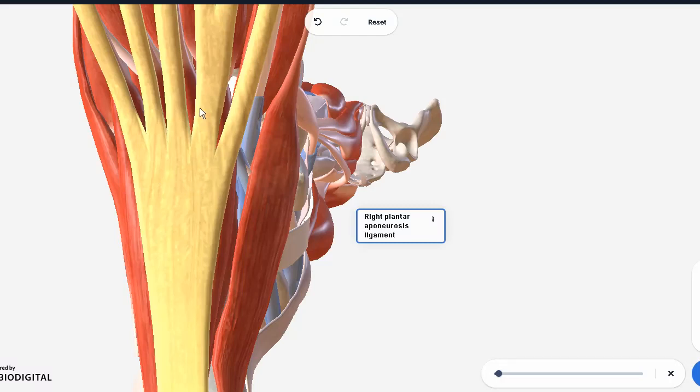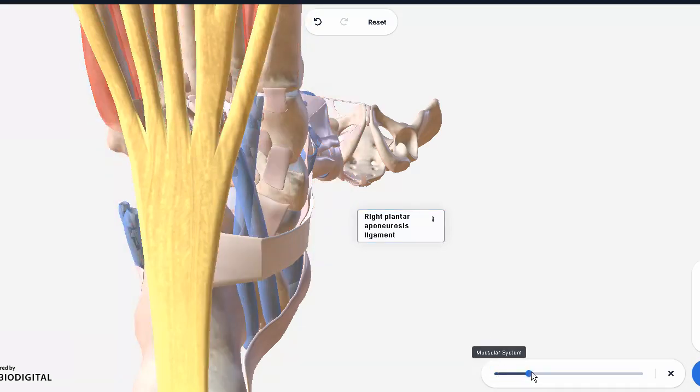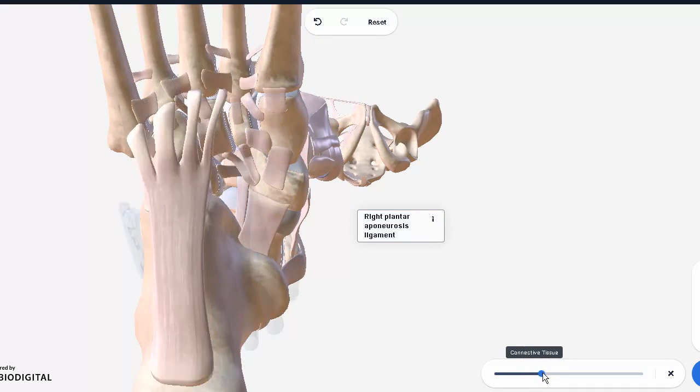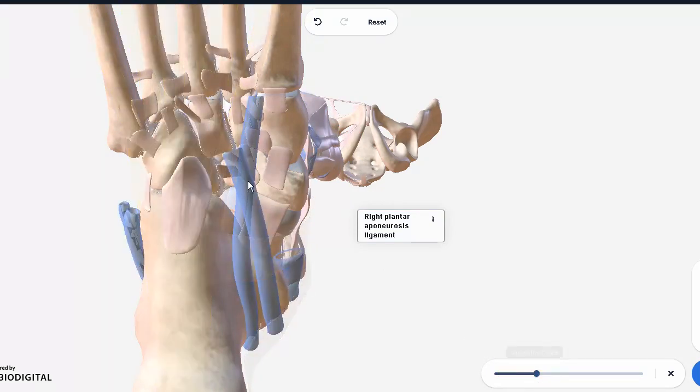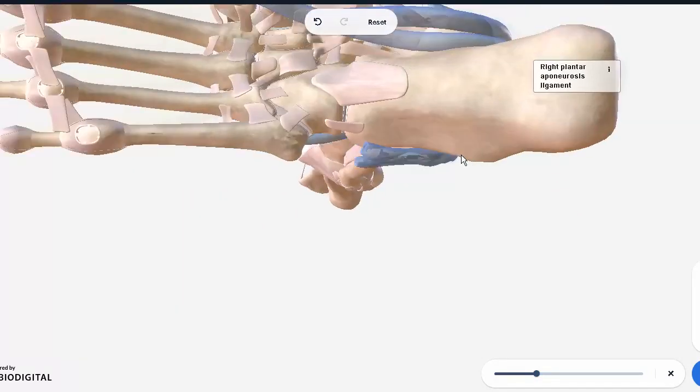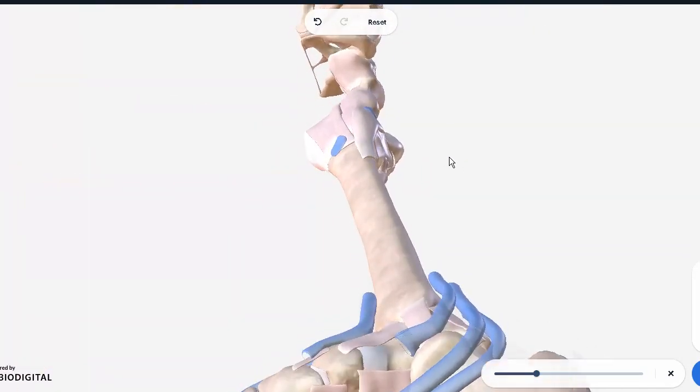Collectively, they will all support all arches, actually. But this is the most superficial one as well, and it's also involved in maintaining the structure of the arch. Back to where we were. Following the ligaments, we then have the tendons. And the tendons right over here, actually we can only see the synovial sheaths of the tendons.